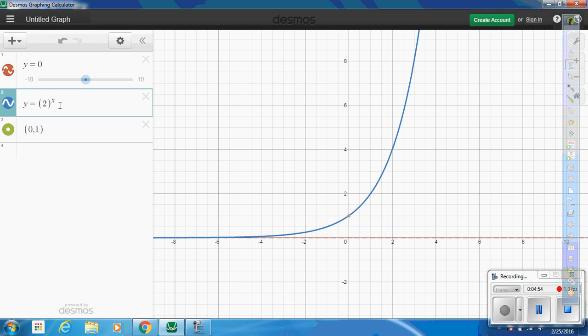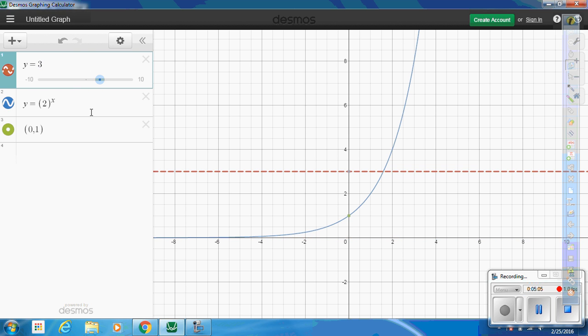Adding something out here is going to move our asymptote. So let's take a look. Let's say I wanted the asymptote, instead of being at 0, to be at 3. I want to move the asymptote up here. How would I do that to this function? For this function, if I wanted to move it up 3, I would have to add 3.